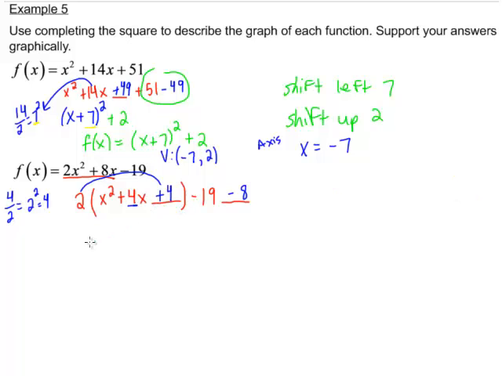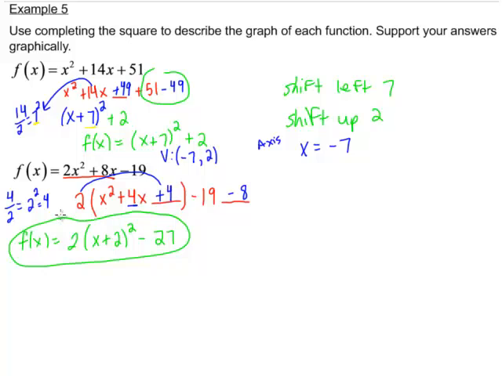So we can factor this x squared plus 4x plus 4 into (x plus 2) squared. Negative 19 minus 8 is minus 27. And there we are in vertex form.